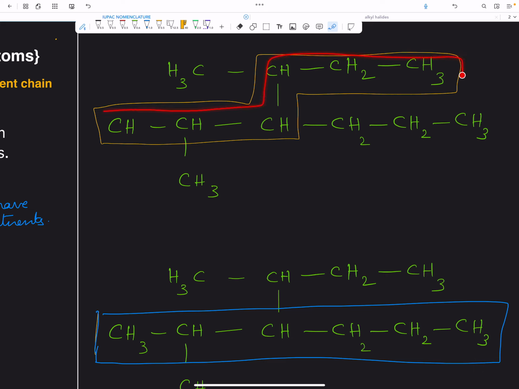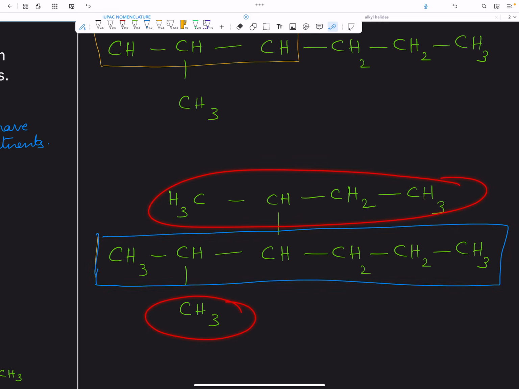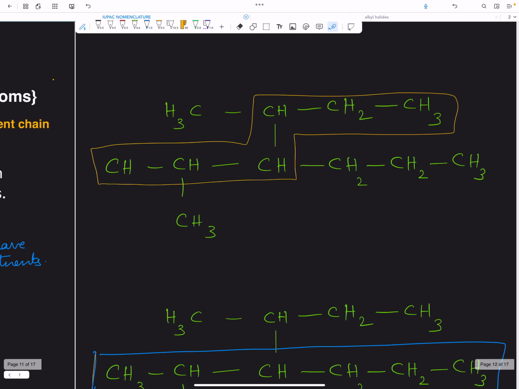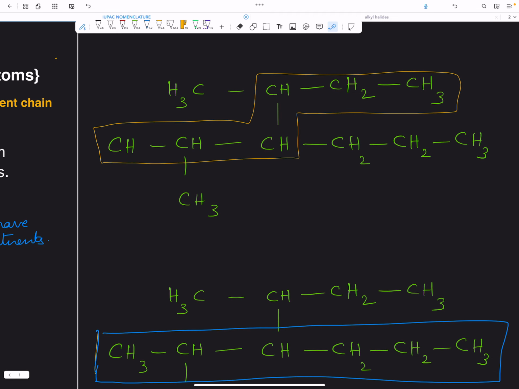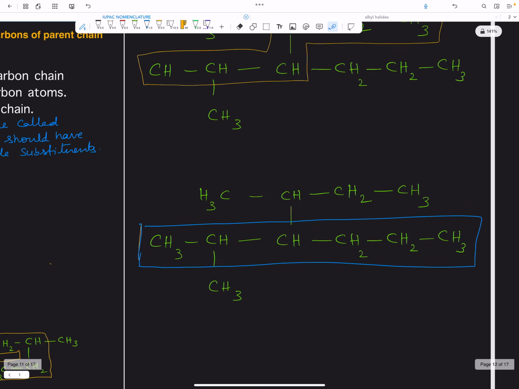When this is chosen as a parent chain, it has 1, 2, 3 substituents. When this has been chosen as parent chain with the same number of carbons, there are 1, 2, only 2 substituents. When there are same number of carbon atoms, then we choose that as a parent chain with maximum number of substituents. This is a parent chain, this is not a parent chain.